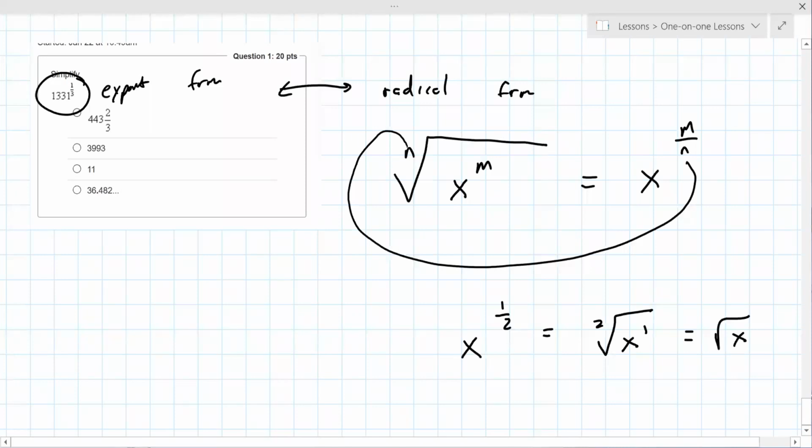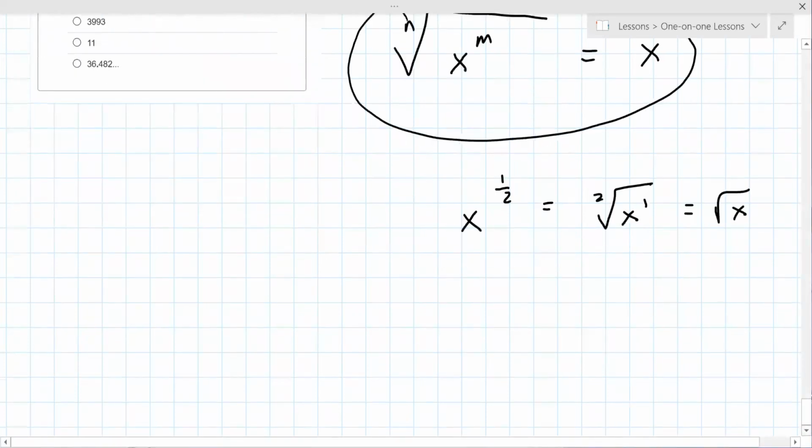So what I used to do, and I think this is pretty helpful, is I used to have to remember an example. I have to remember that x to the 1/3 power meant the cube root of x to the power of 1.